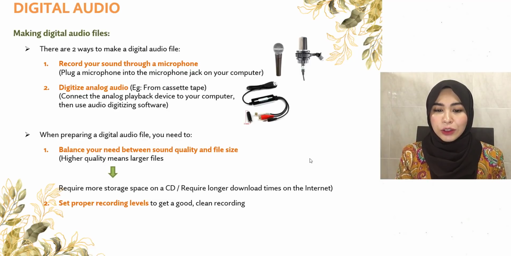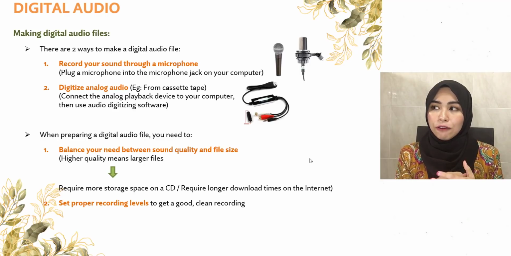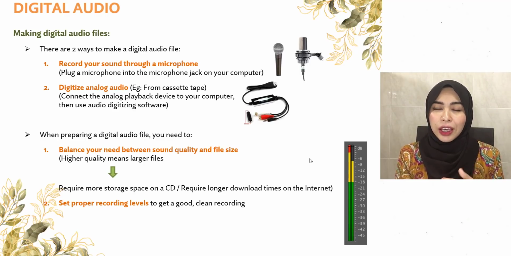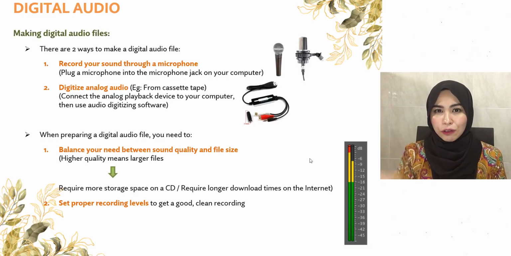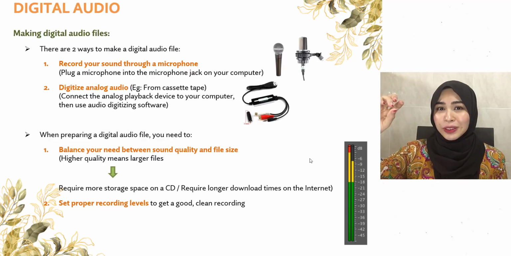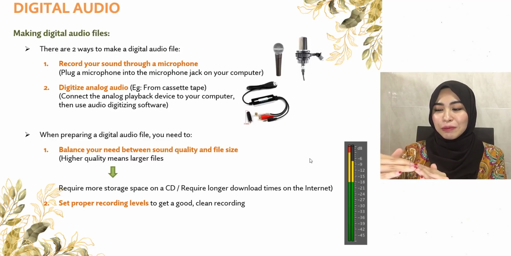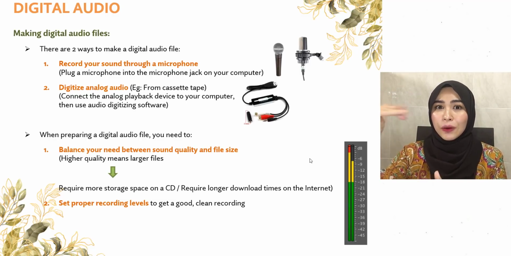So another thing that you need to keep in mind when preparing your digital audio file is to set proper recording levels to get a good clean recording. What I mean by this is that in every recording software, you will notice that there are volume levels or decibel levels at the side of your software. You will have green, yellow, and red. The higher you go, the color of your bar will get to red. When it gets to red, it means that there could be distortion occurring inside your audio file.